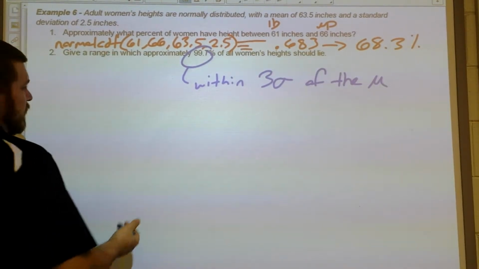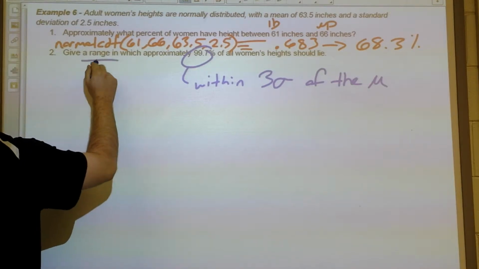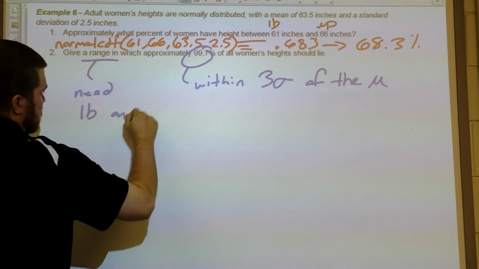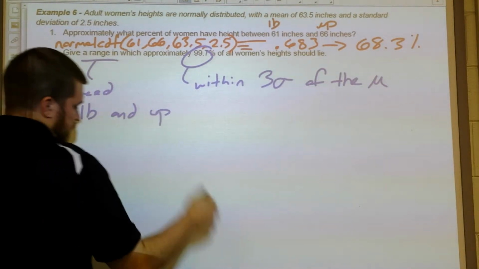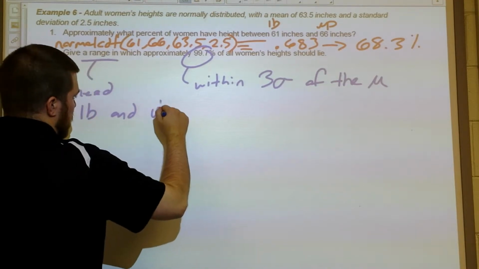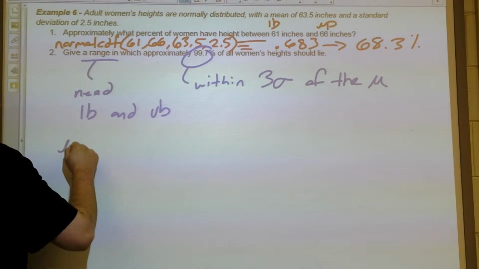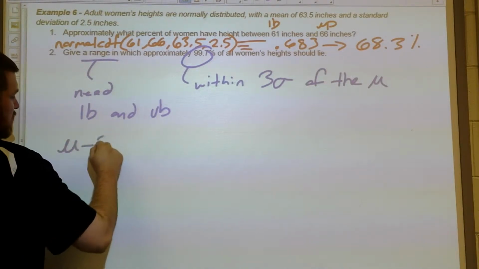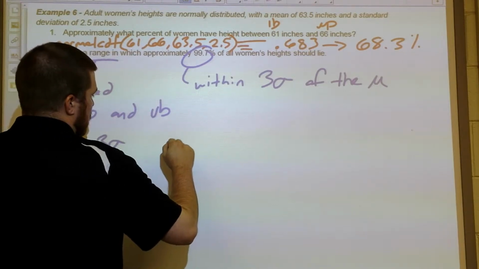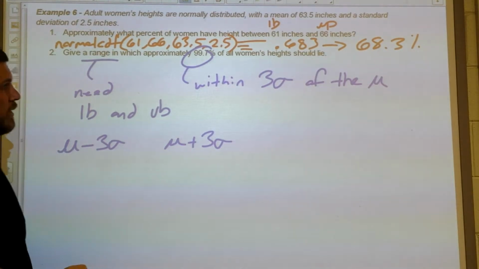So within 3 values, we're looking for a range, so that means we need a lower bound and upper bound. So LB for lower bound, UB for upper bound. So the LB, our lower bound, is going to be the mean minus 3 sigma, our upper bound is going to be the mean plus 3 sigma. We just plug in what we know now.